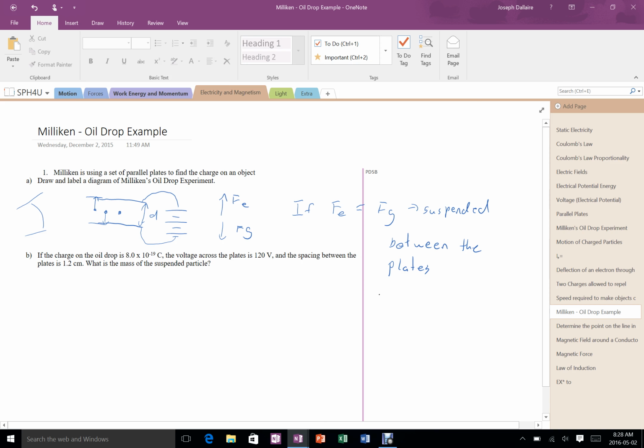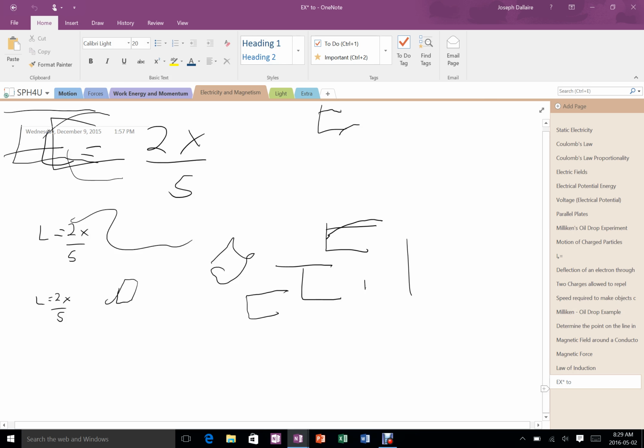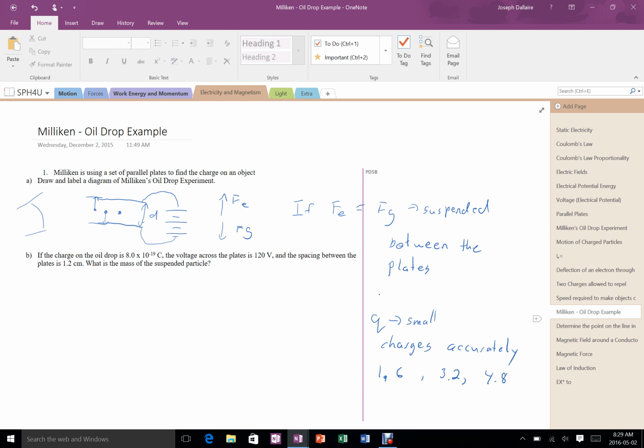What that meant then, since he could record the voltage very carefully and the separation distance between the plates very carefully and the mass of the oil drop very carefully, is he could get a very sensitive measurement for very small charges. So he could find Q for small charges accurately. And what he discovered when doing this, and I'm going to just simplify the numbers to make it a little simpler, is that he got numbers like 1.6 and 3.2 and 4.8, but he never got numbers like 2.0 or 2.4 or all these other numbers.